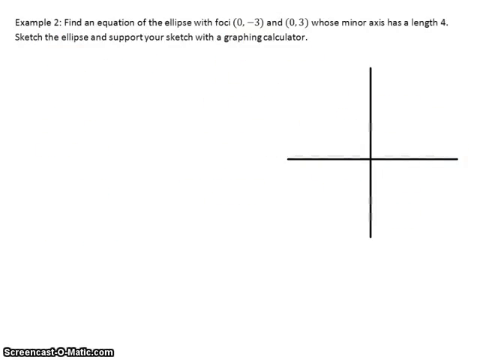We want to find an equation of the ellipse with foci (0, -3) and (0, 3), whose minor axis has a length of 4. Sketch the ellipse and support your sketch with a graphing calculator. Let's go ahead and graph what we have so far and figure out what the graph tells us. So here we have our points drawn, and this tells us a lot.